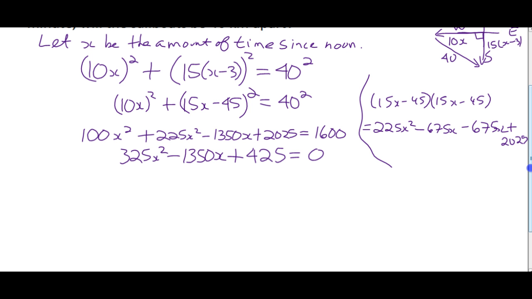Now I think 25 is probably going to go into all of those, right? So what's 325 divided by 25? That's right, 13. So we've got 13x squared. 1350 divided by 25 is 54. 425 divided by 25 is 17. Okay, so numbers are a little bit easier, right? As far as we can go, because 13 and 17 are prime, so we can't divide anything else out. I don't feel like factoring that. I don't know if it does factor. Probably doesn't.